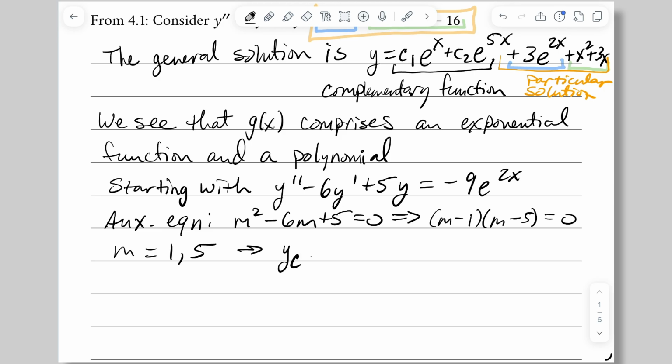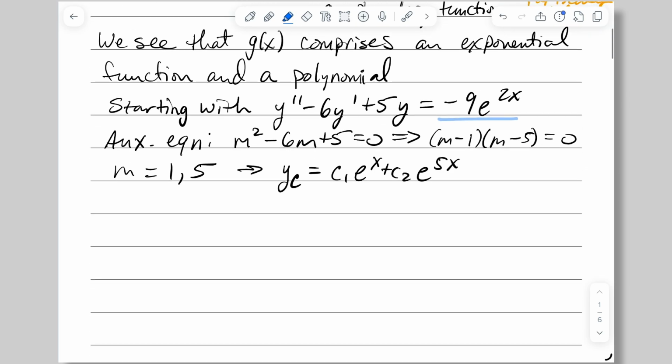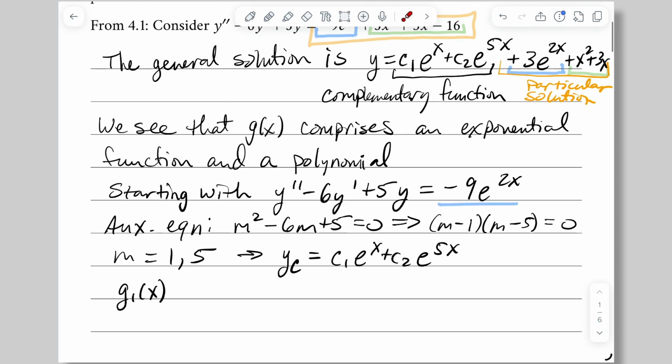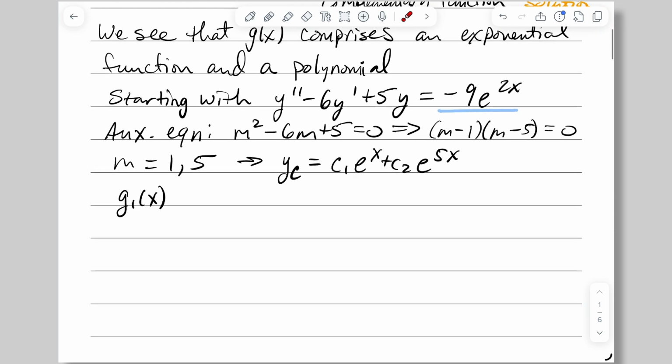And that's what gives us that y sub c, the complementary function, is c1e to the x plus c2e to the 5x. Okay, that's not news, but here's what I said before. Dealing with the complementary function and solving an auxiliary equation and forming that solution is step 1 now. It used to be the entire problem, right? Okay, but now we have a right-hand side that is an exponential function. And so I'll call this g1 of x. Say it's like the first of the input functions from the bigger differential equation that we were looking at, is equal to negative 9e to the 2x.